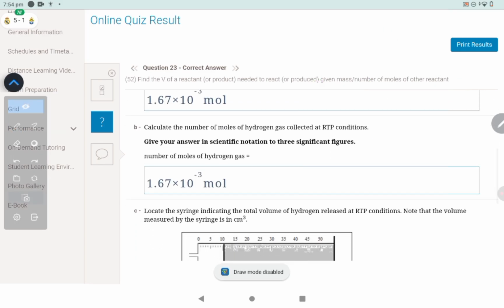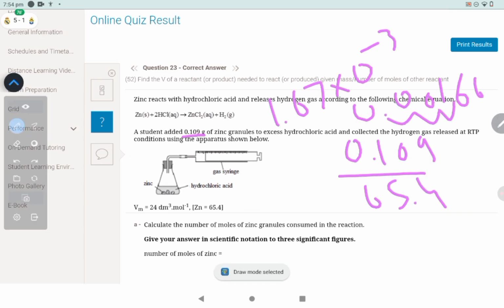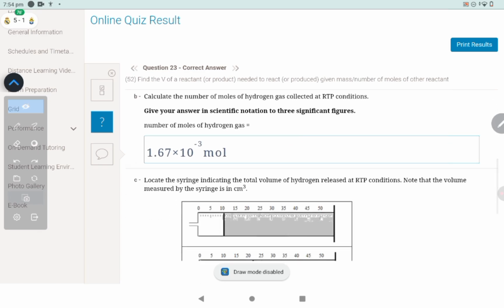Now, next one, calculate the number of moles of hydrogen gas collected at RTP conditions. We do mole ratio. Here it's 1 to 1, hydrogen gas collected. So 1 to 1 means the moles are going to stay the same. It's also going to be 1.67 times 10 to the power of -3.